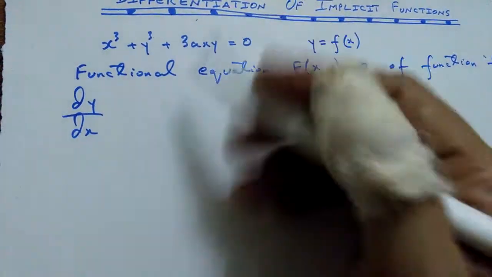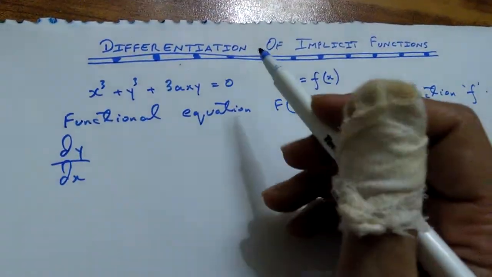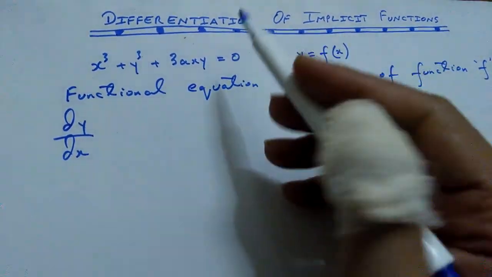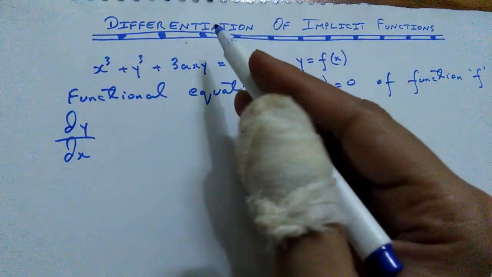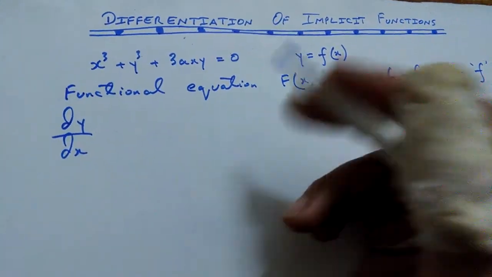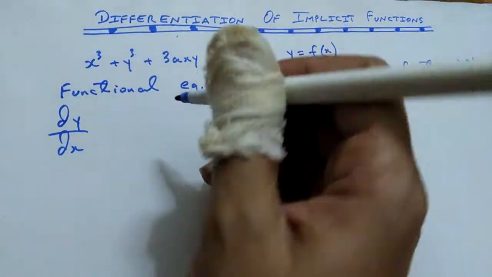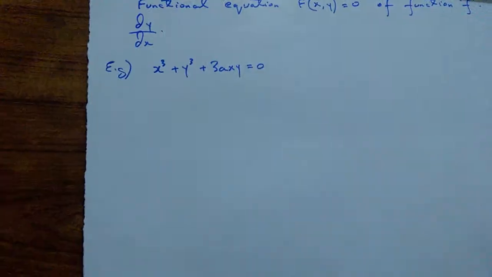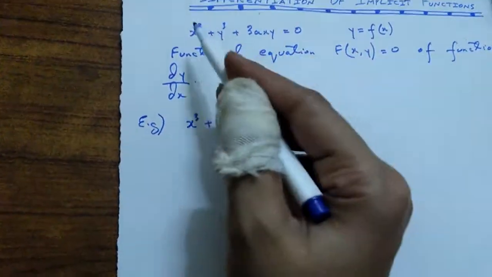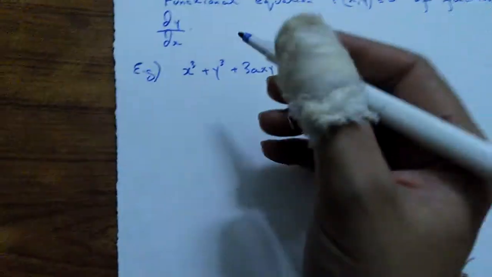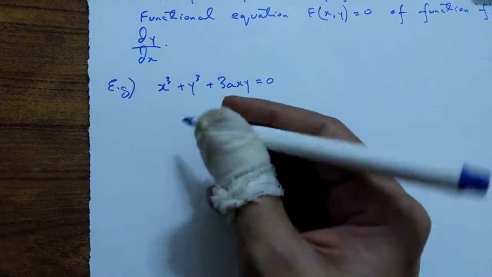So now in this video, we are going to learn how to differentiate such kind of functional equations of the function f, and let us try to understand it with a few examples. So here you go, the very first example. I've just picked up the very same equation right over here, and let us try to solve it and find the derivative of y with respect to x.